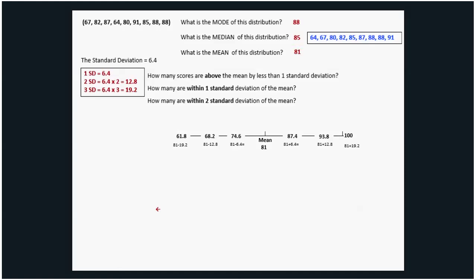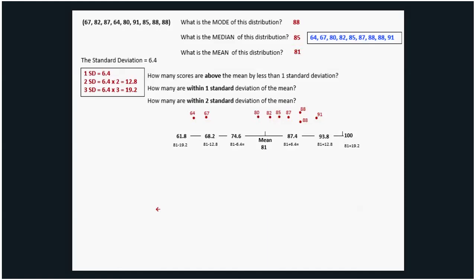So what we have to do now is plot. So this first plot is going to be 64. We've come up to our distribution up here in the box, the upper right. I've got 64. Then I'm going to plot 67, 80, 82, 85, 87, 88, and 88, and then I've got 91. So those are my numbers there.